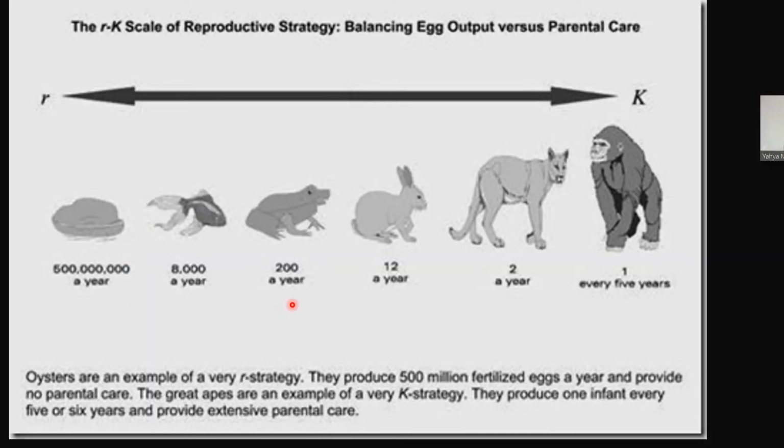And this is just showing the same thing. Rabbits are more to the left towards R. More complex creatures are more to the right towards K. So most creatures are not purely K or purely R. They're usually somewhere in the middle. Pure K and pure R are the kind of graphs that we show. But most creatures are somewhere on a spectrum between R and K.